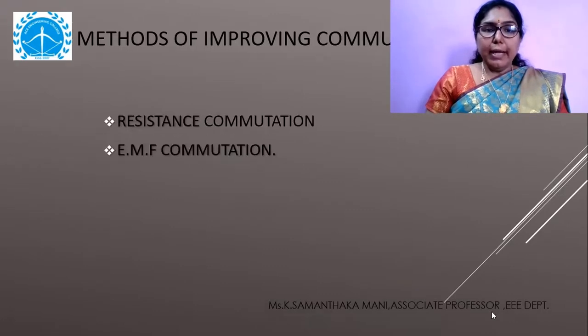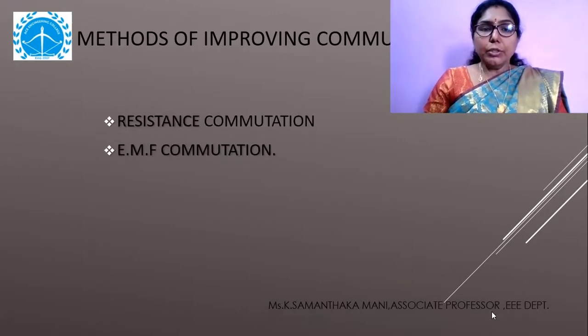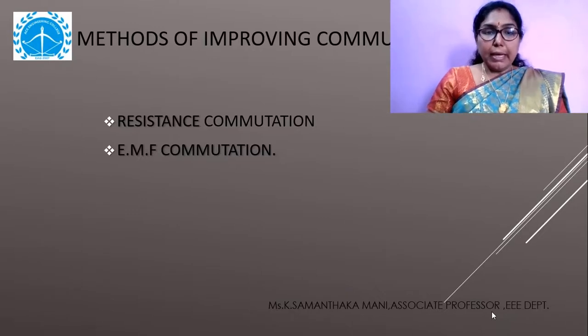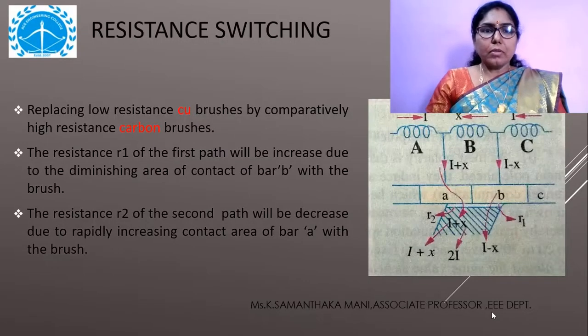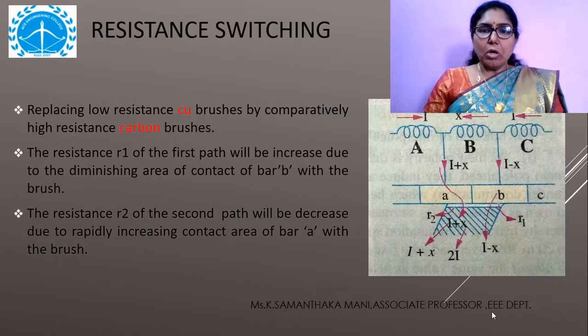So, how will this be done? There are two methods to improve the commutation. The first one is called resistance commutation and the second one is called EMF commutation. In this presentation, I would like to explain in detail about resistance commutation and EMF commutation, because one of these methods has to be applied in the DC generator so that we get sparkless commutation. First, I'll start with resistance commutation.